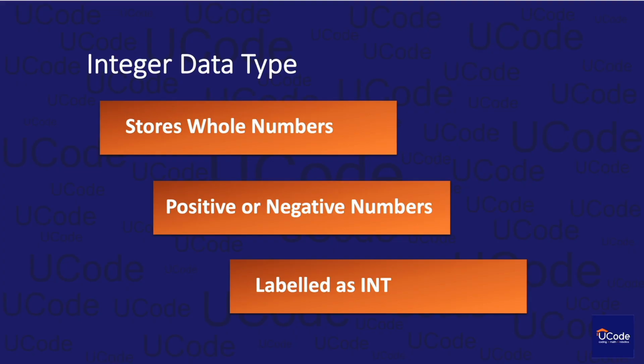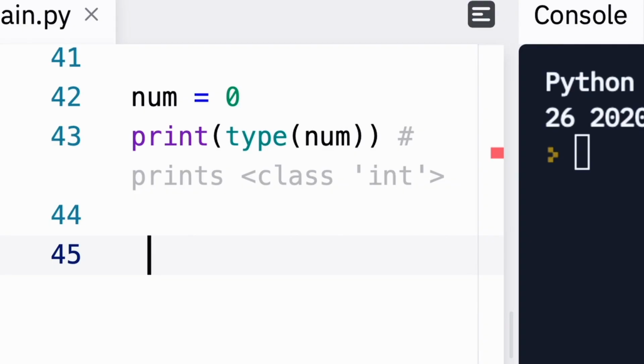You probably remember that an integer is a whole number, positive or negative, like negative 32, 0, 23, 61. All of these are examples of integers. So the integer data type stores whole numbers. It is labeled int. In this example, num, N-U-M, is a Python variable with a value of 0.